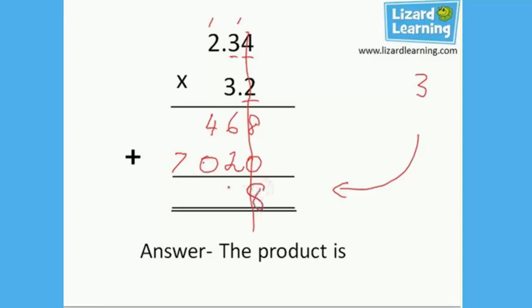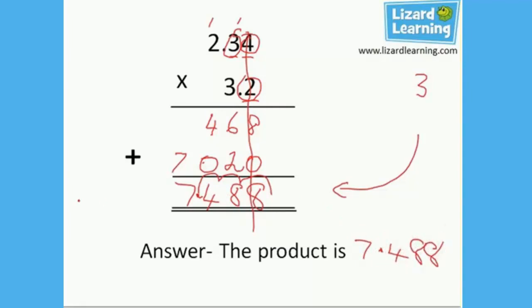Adding up, 8, 2 and 6 are 8, 4 and 7. How many decimal places did it have to have? Remember, there's one house there, one house there, one house there. 3 decimal places. 1, 2, 3. The answer is 7.488.